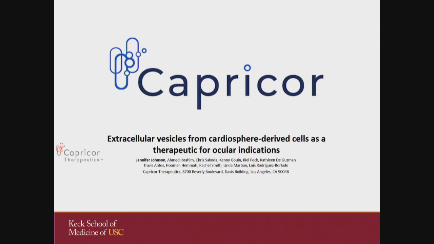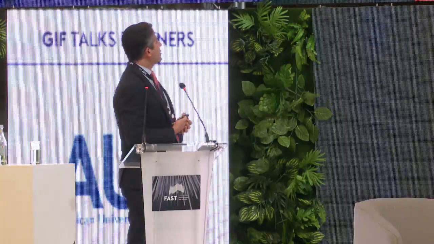So this is now another company called Capricor, a cardiac stem cell therapeutics company. This company has been developing cardiac stem cells as a therapy for cardiac disease and Duchenne muscular dystrophy, with the same sort of anti-inflammatory and pro-regenerative properties. And the company decided to develop the exosomes from those cardiac stem cells as a therapeutic agent. I worked on it in the eye as well as other indications.